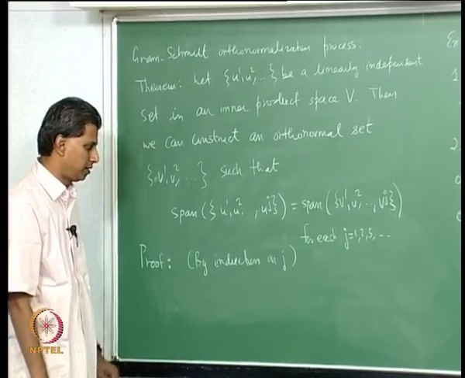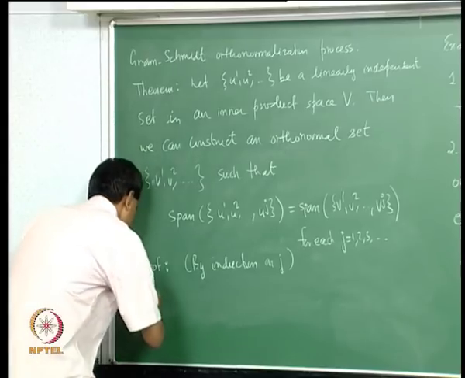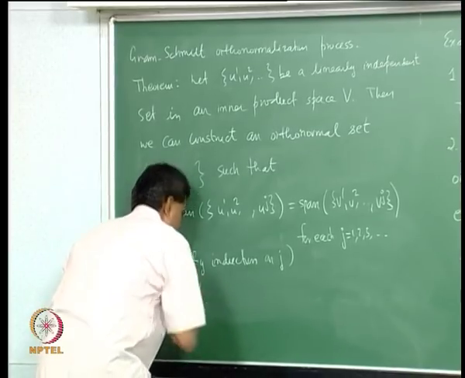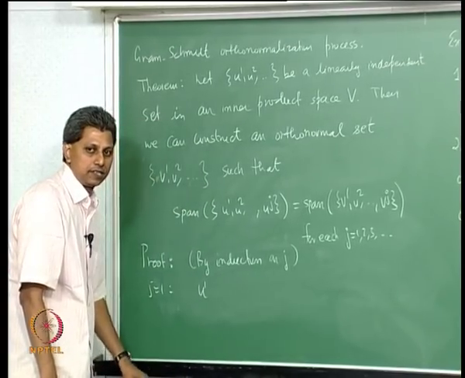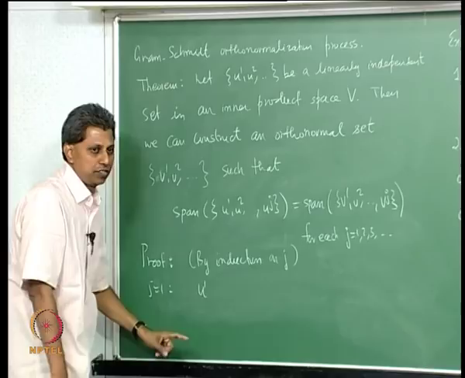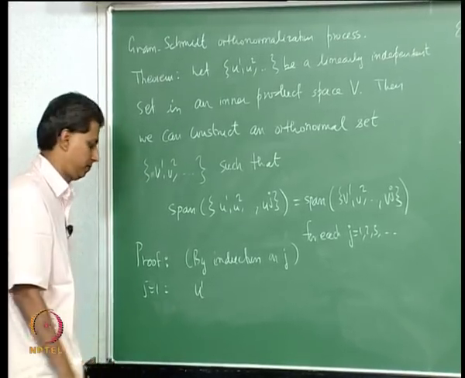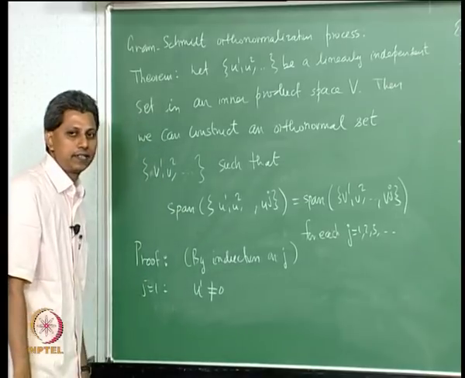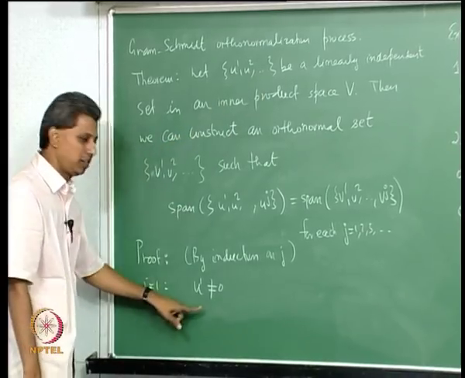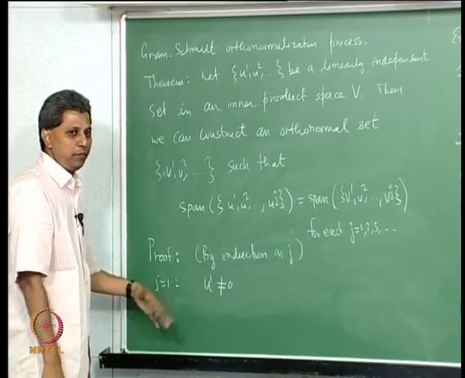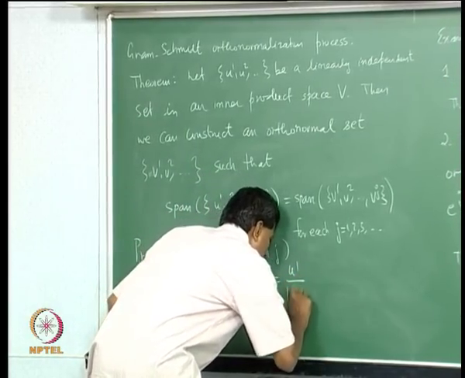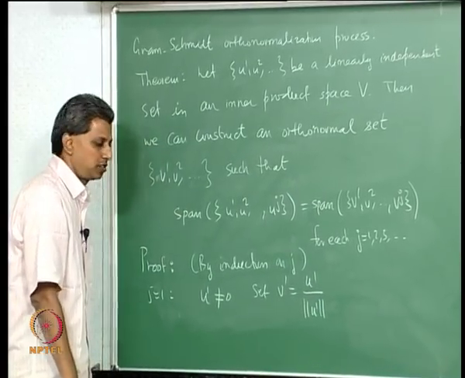Okay. Basis step, take the case of j equal to 1. I have the vector u1. I must show how to construct v1 such that span of u1 equals span of v1. But remember that we start with a linearly independent set, so this u1 cannot be 0. Any set that contains the 0 vector is linearly dependent. So none of these vectors is 0. u1 is not 0, so I can divide by norm u1. I will call v1 the vector u1 by norm u1. Norm u1 is not 0 because u1 is not 0.